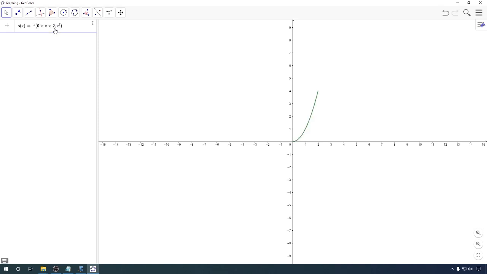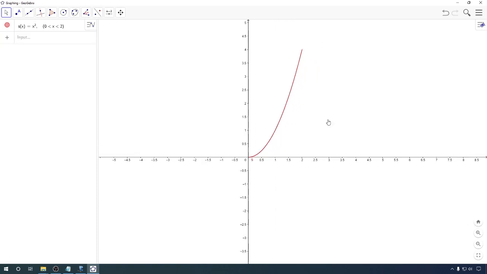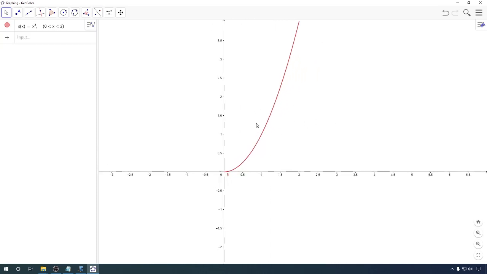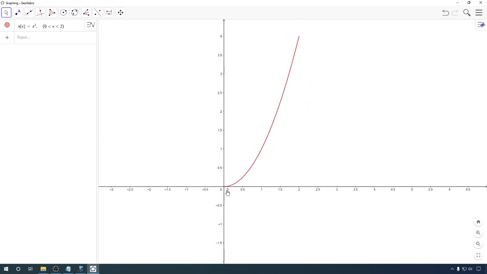But then our function here is x squared. So this is a graph of the distance we've traveled over any given time. So after an hour, we only went 1 mile. After 2 hours, we went the entire 4 miles.